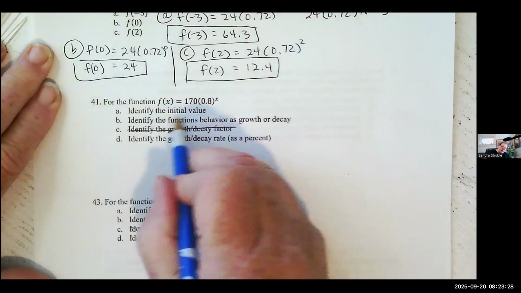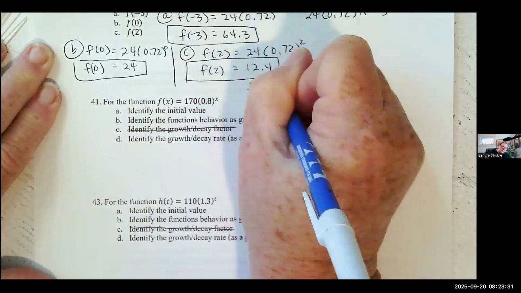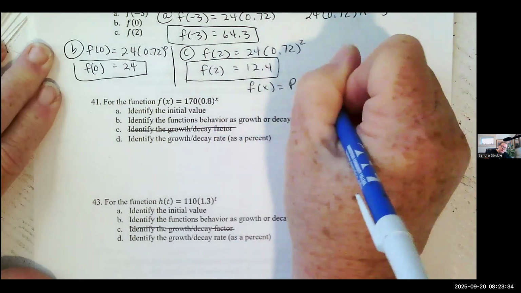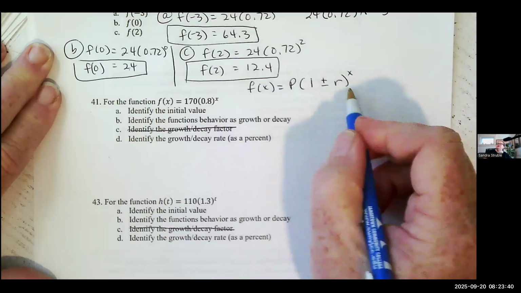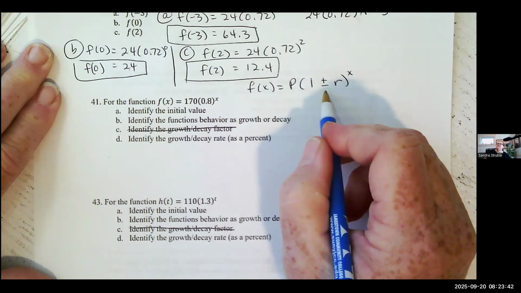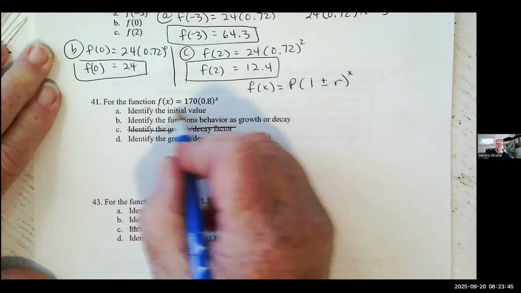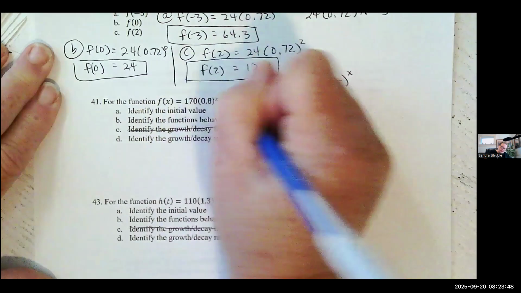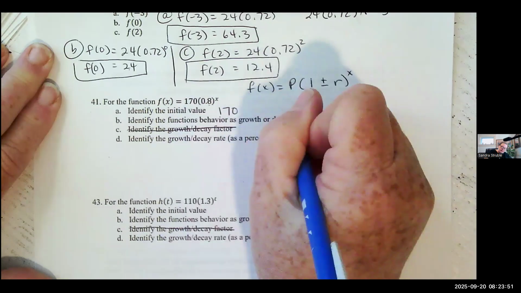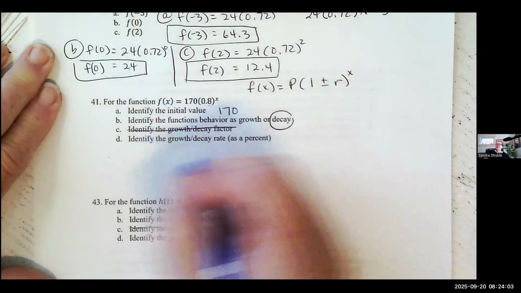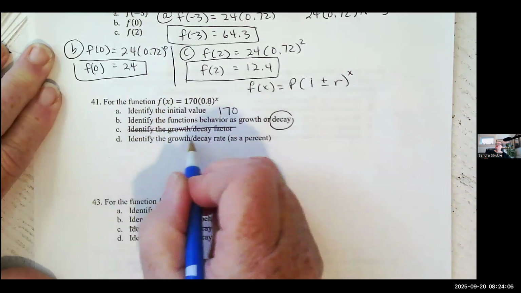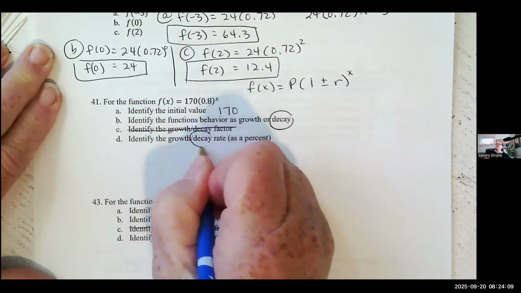All right, identify the initial value. Remember, it is f of x is P times 1 plus or minus r to the x. Okay, and this is your next formula that you're going to need. The initial value is your P, so it's 170. This is 0.8 because it is less than 1. You might want to have that as well. If it's less than 1, it's decay. You might want that on your note card. If it's 1 or greater, it's growth. So you can just circle it. I'm fine with that. And then identify the growth or decay rate.